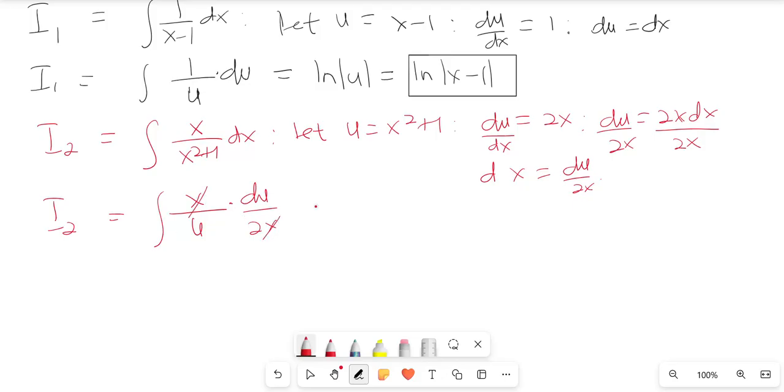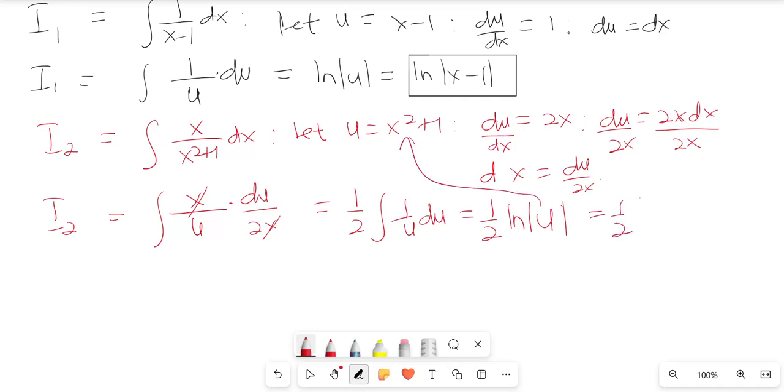These two x's cancel. We are left with 1/2, which is a constant, comes in front, times the integral of 1 over u du. That should be half natural logarithm of u. Now what is u in terms of x? u in terms of x is x squared plus 1 from our u-sub. That should be 1/2 natural logarithm of x squared plus 1. This is a positive term, so there's no need putting it in absolute value.